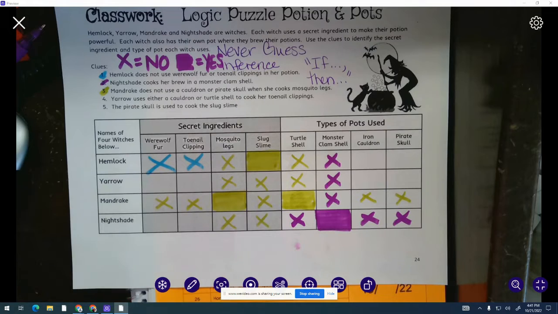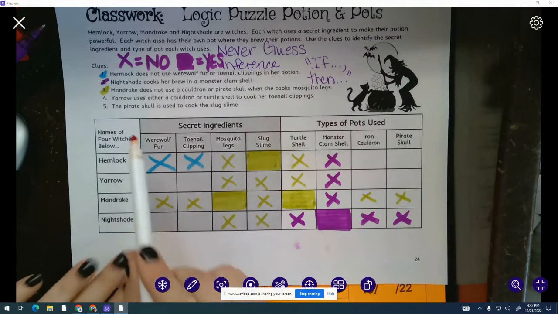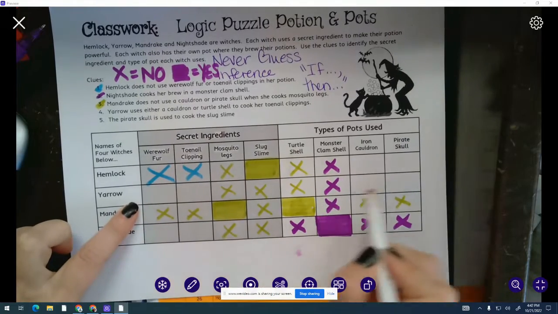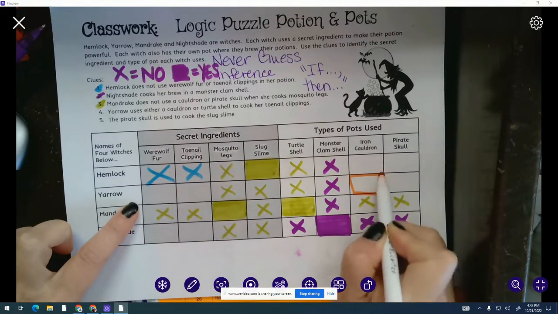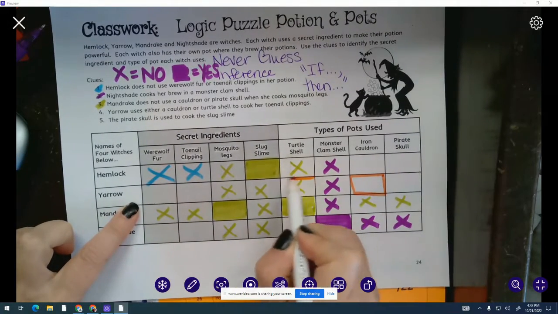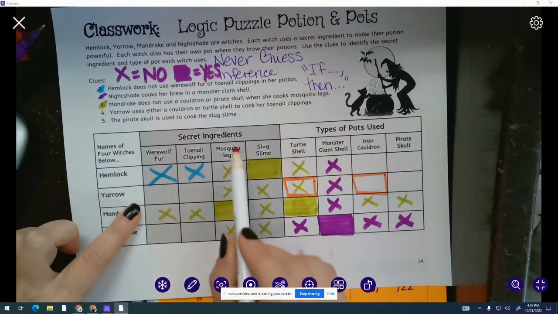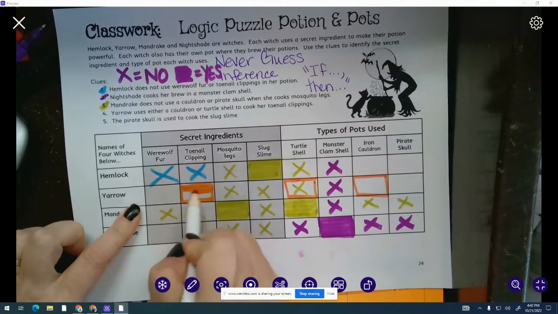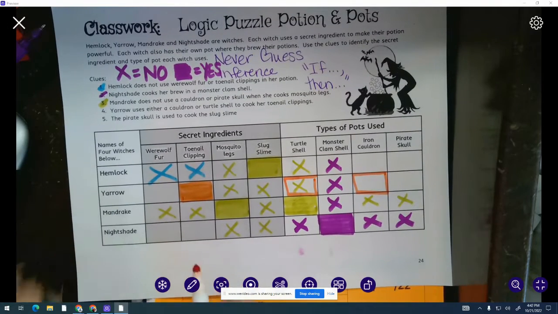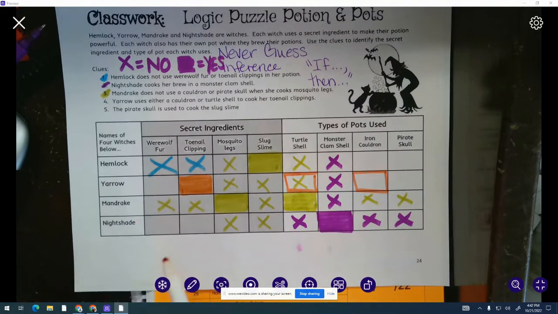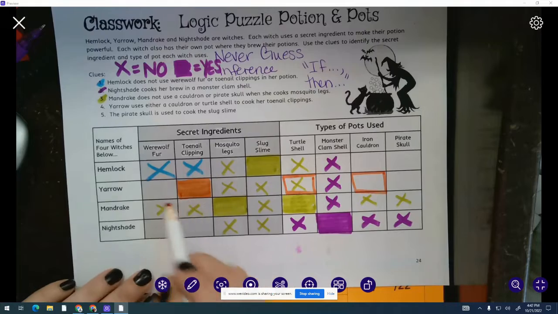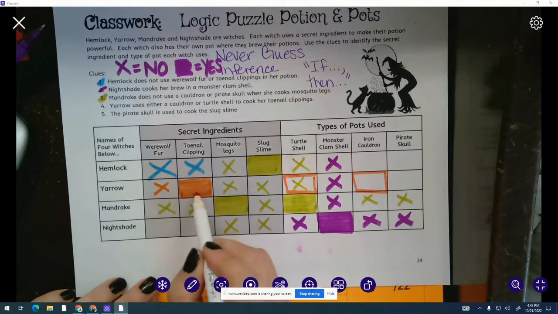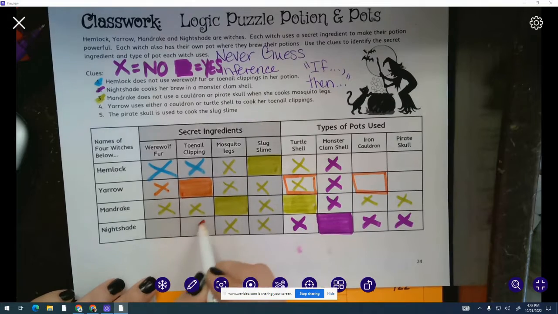Okay, another clue. Yarrow uses either a cauldron or a turtle shell to cook her toenail clippings. All right, let's make some inferences. If Yarrow is using toenail clippings, then she's not using werewolf fur. If Yarrow is using toenail clippings, then no one else is.